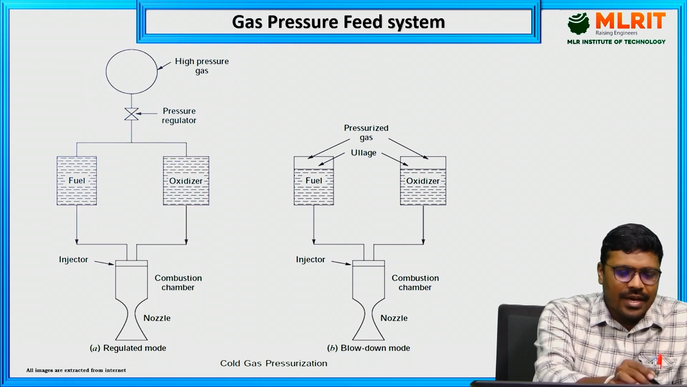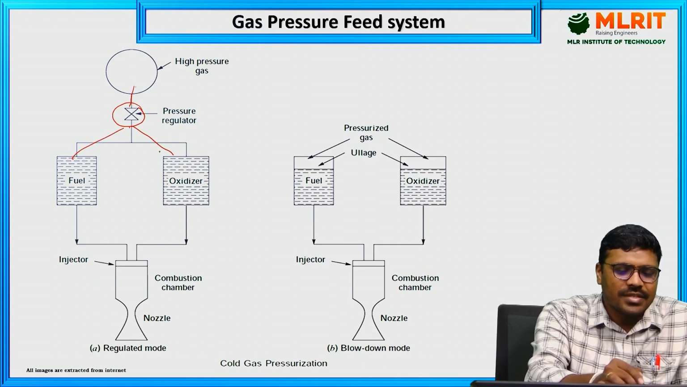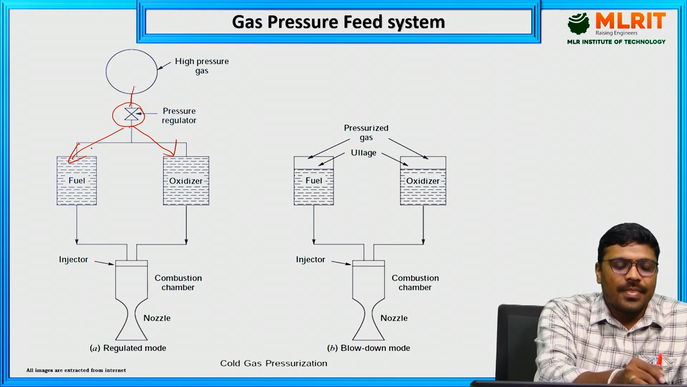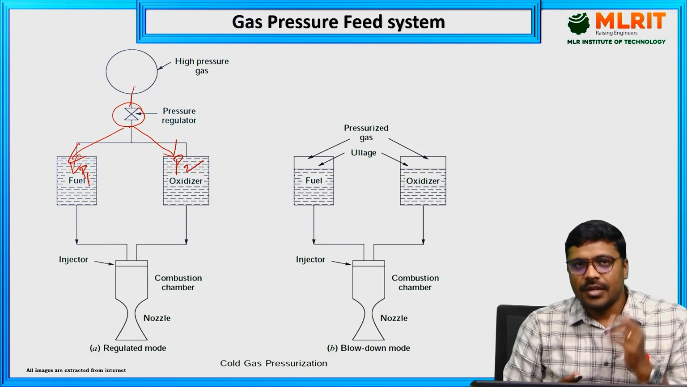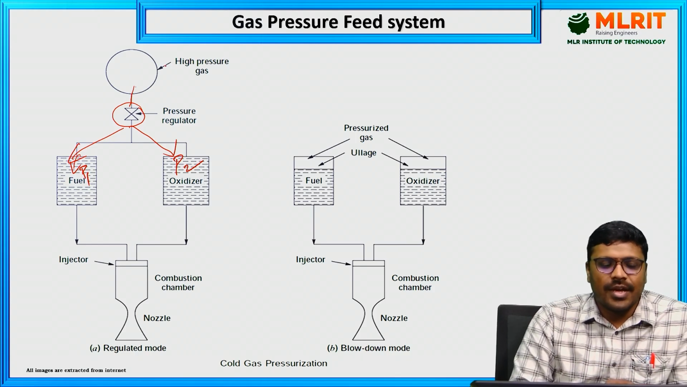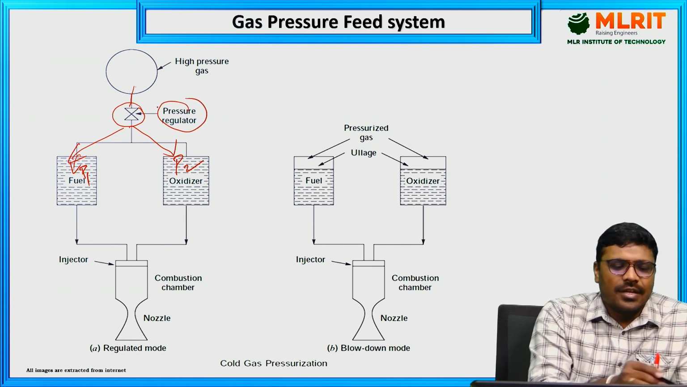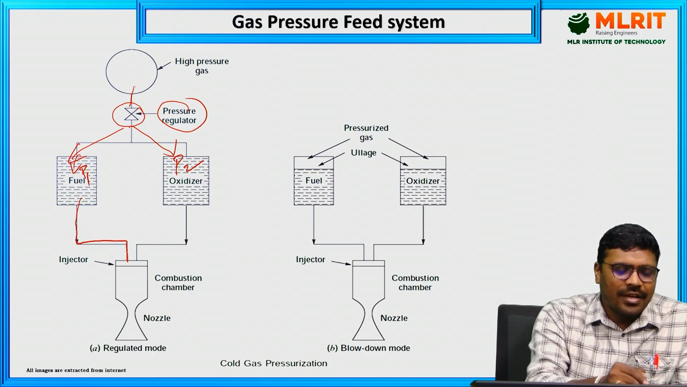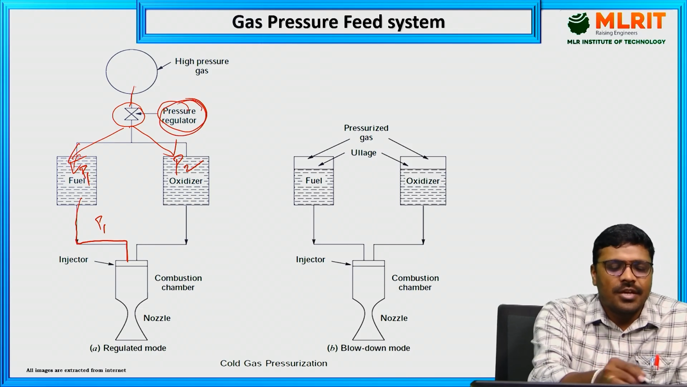Okay, you can see here you have the pressure regulator, which is located between the high pressure tank and the fuel and oxidizer tanks. With the help of this pressure regulator, we can control the pressure to be applied in the fuel and in the oxidizer, so that the required pressure will be maintained with the help of this high pressure gas. When you control the pressure with the regulator, the pressure is applied in the fuel and oxidizer, and whatever fuel goes from the tank will also be maintained at the same pressure, which is controlled with the help of this pressure regulator.